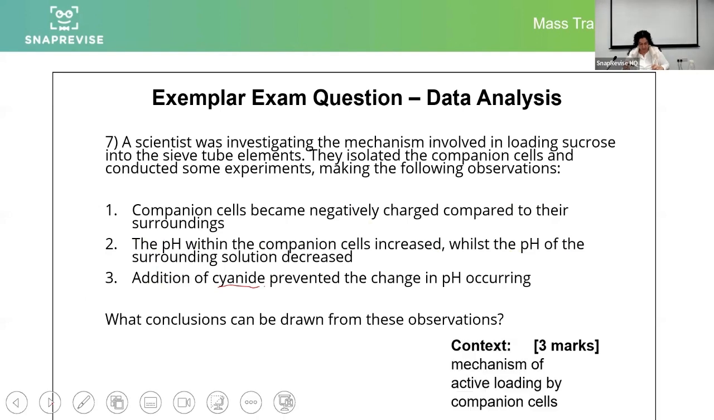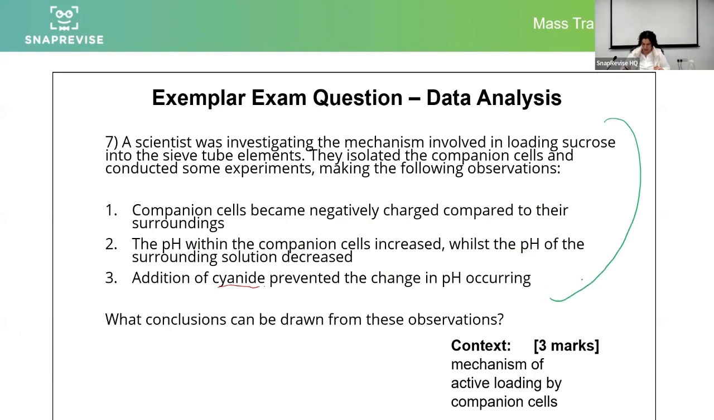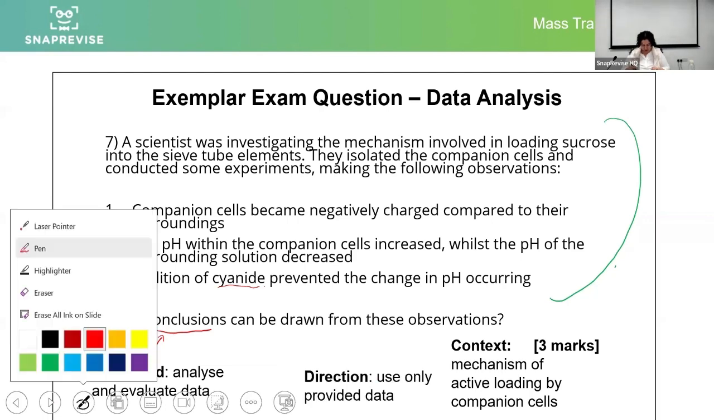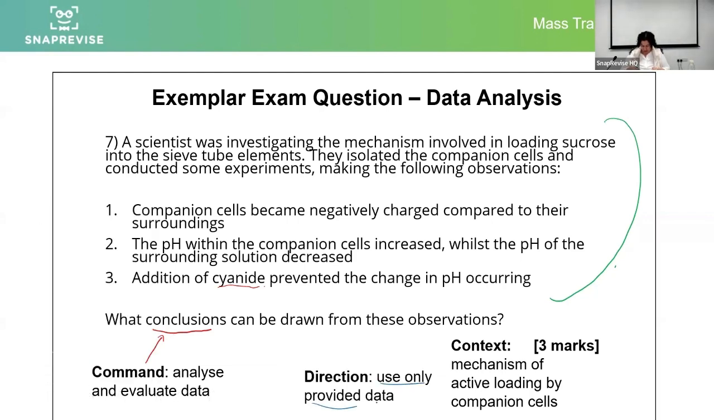So, context here: the entire explanation of what is going on is the mechanism of active loading. The command is "conclusions", which effectively means to analyze and evaluate the data, and the direction is that I need to use the observations only, as to what can be drawn from these observations. Okay. So we're going to go through the answer together because we've run out of time.